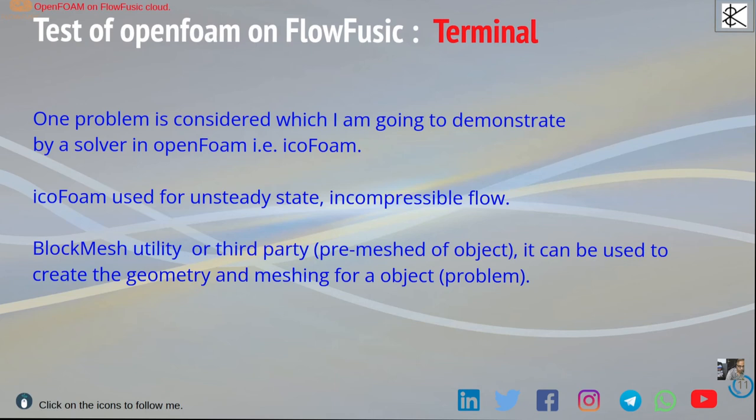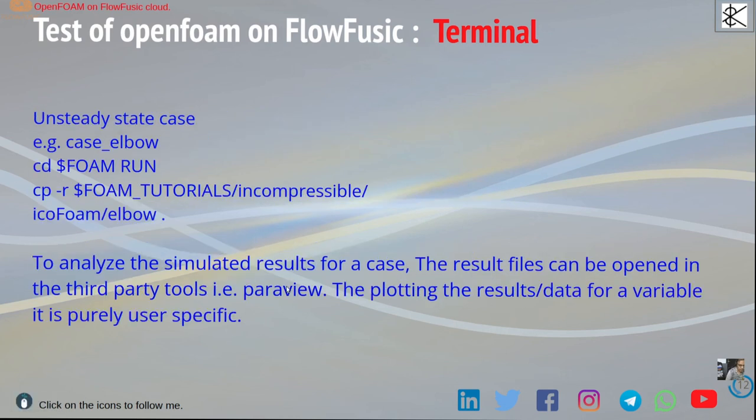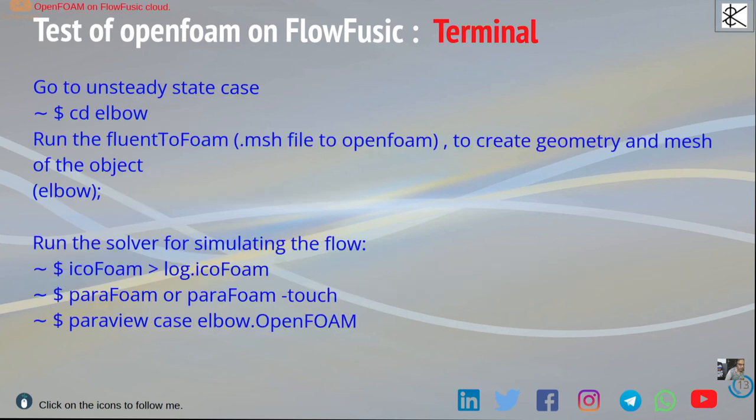This is a similar problem. We can consider one problem which I am going to demonstrate with an OpenFOAM solver, icoFoam. icoFoam is basically for unsteady-state, incompressible flow. The blockMesh utility and everything else will work in the same fashion as in our local OpenFOAM on a local machine. You can find that tutorial there, copy it into your account, and then you can access all the files and do whatever you want.